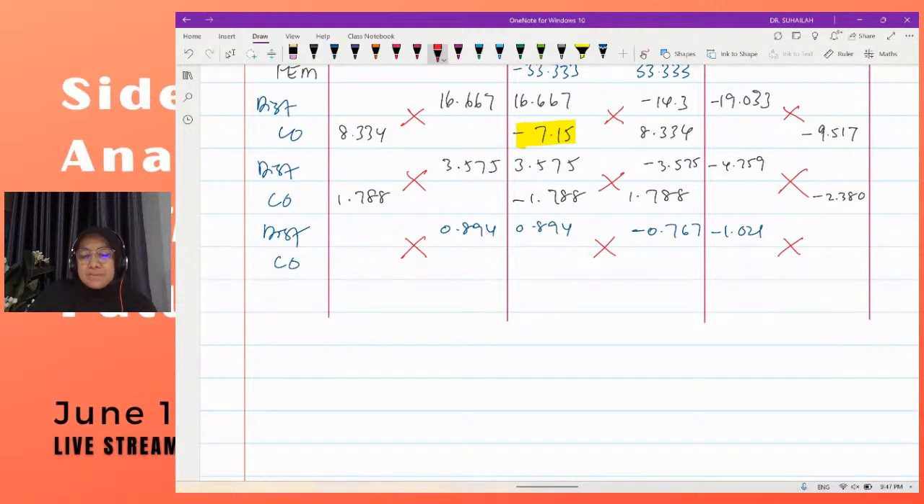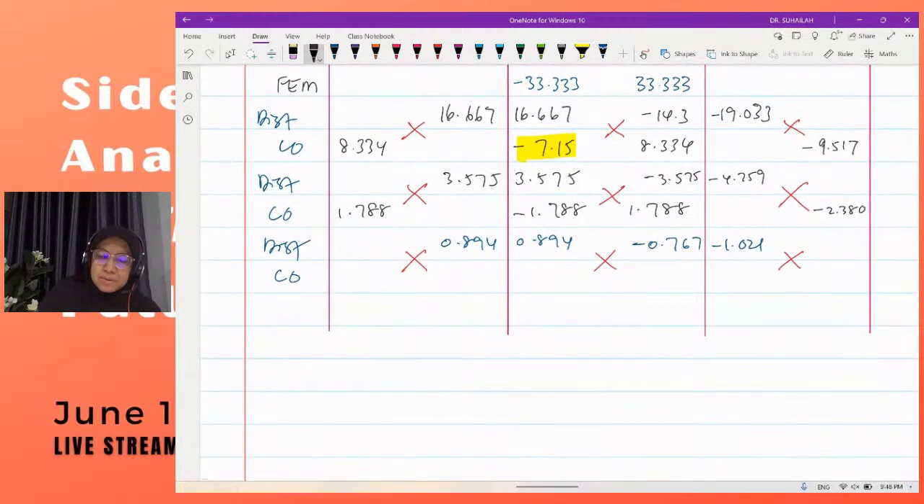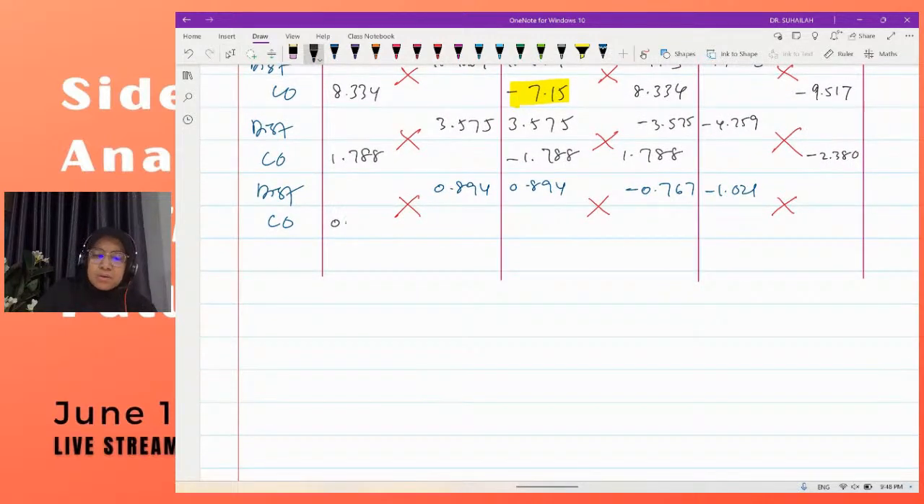0.894 times 0.5, divide by 2. 0.894 divided by 2 is 0.447. This is also 0.447.